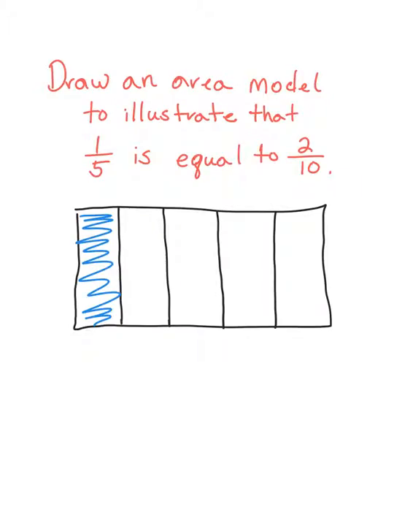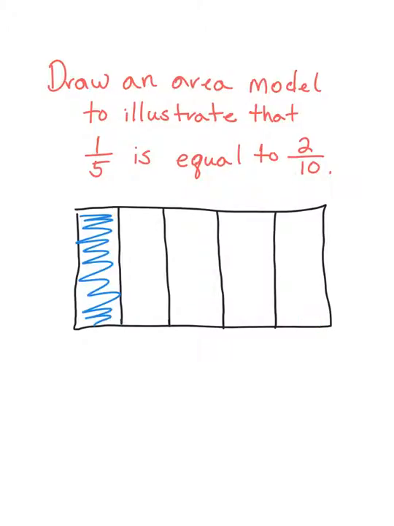In our first example tonight, we're going to draw an area model to illustrate that 1/5 is equal to 2/10. So here's our tape diagram, or our area model, and we are going to show that 1/5 is equal to 2/10, that they are equivalent fractions. Right now you can see that our area model is broken up into fifths, and this is representing 1/5 right here. It's colored in blue, and it's out of 5. How can we get it to look like 2/10?